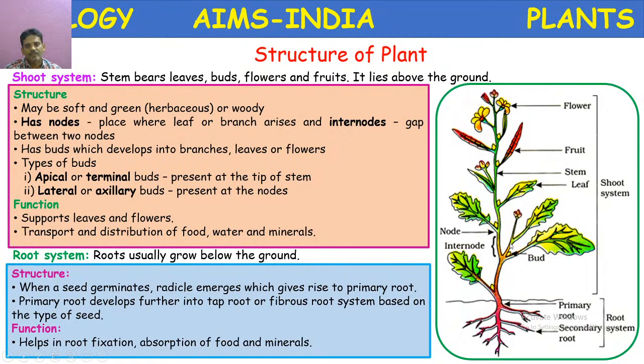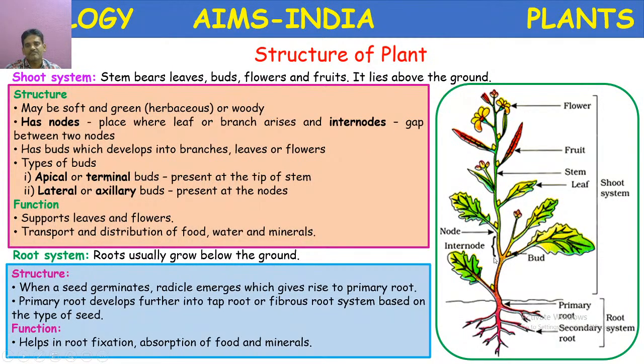Next, the lateral bud. Lateral bud means the bud which is present in the axil of a leaf. Such buds are called lateral buds or axillary buds. These are the buds which germinate to produce branches, flowers, etc. Next, let us come to the function of this stem.